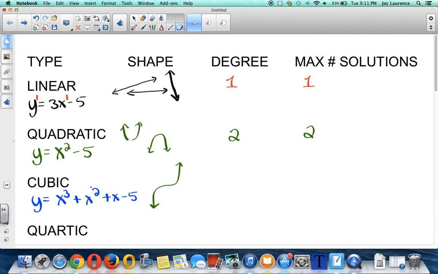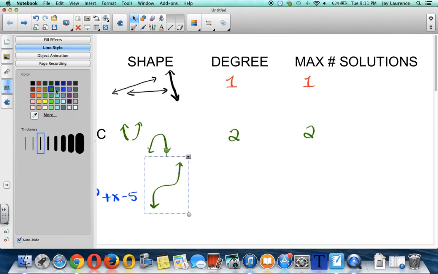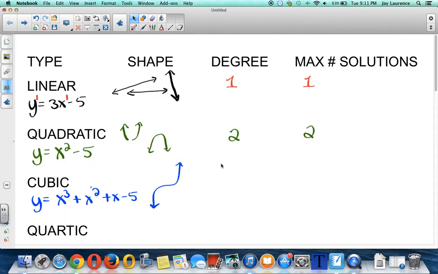Okay. I wanted that to be blue, so it matched. Blue, there we go. All right, it is degree 3. Yes, degree 3, and the max number of solutions is 3. Again, it doesn't have to have 3 solutions. It might have 0, 1, 2, but it could have up to 3 solutions.